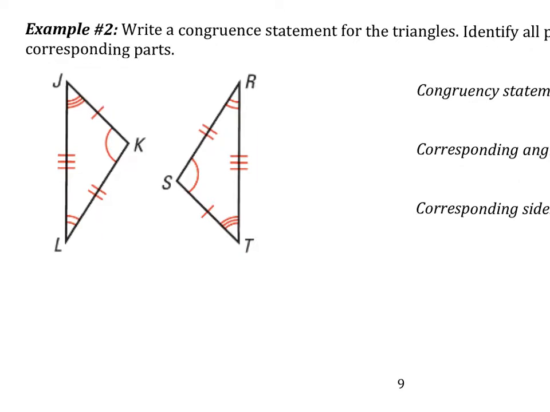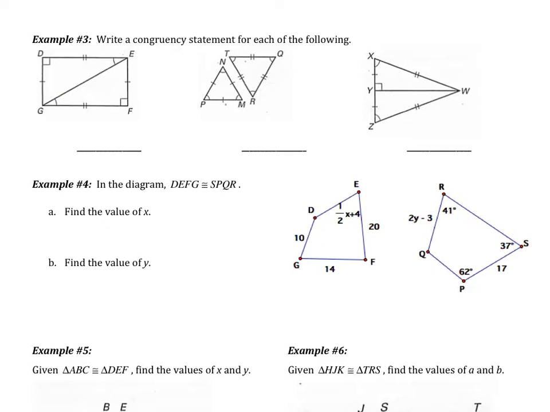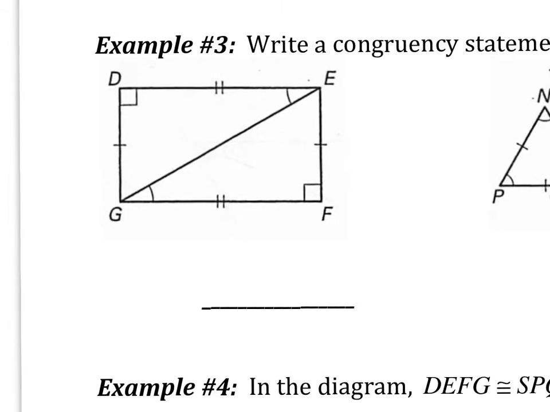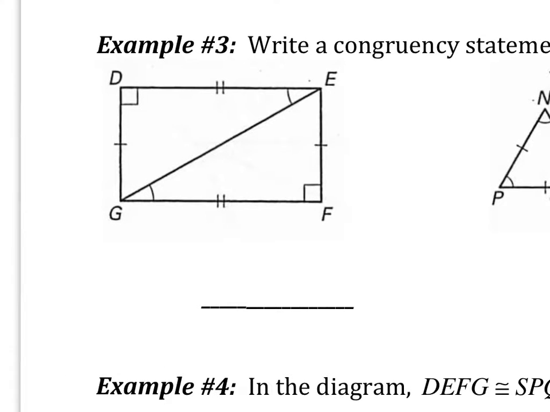So then I got some tricky ones for you. Try this one. All you have to do is write the congruency statement. Triangle blank, blank, blank is congruent to triangle blank, blank, blank. What did you come up with? Triangle DEG is congruent to triangle FGE. How'd he do? Great.